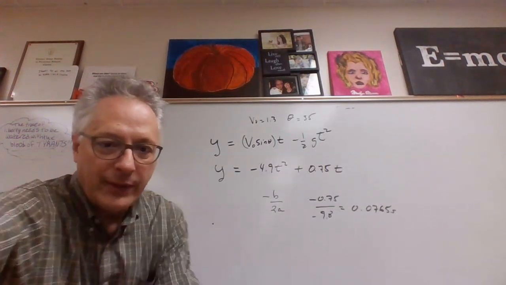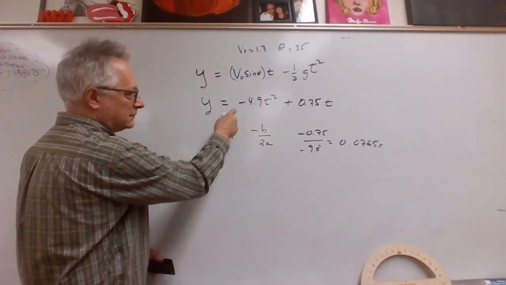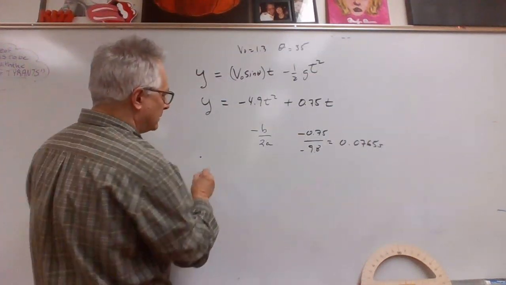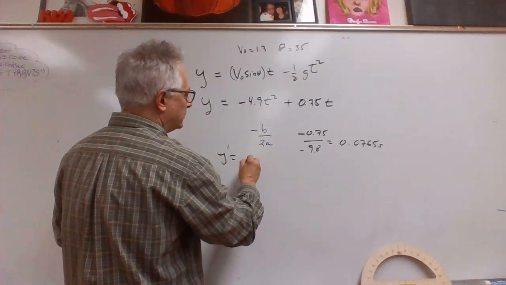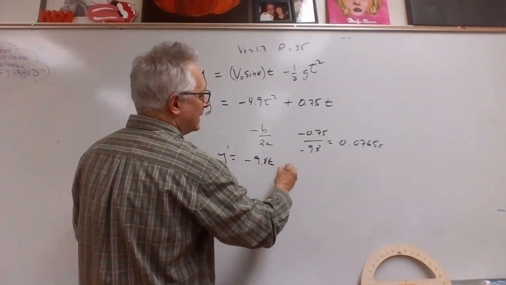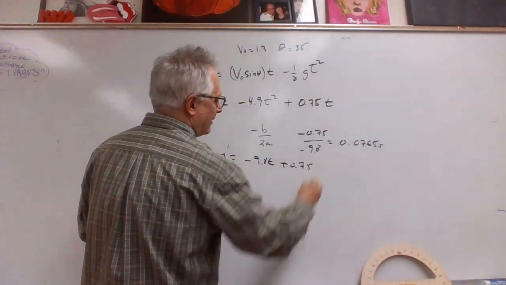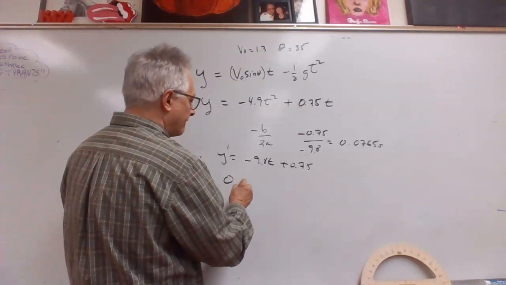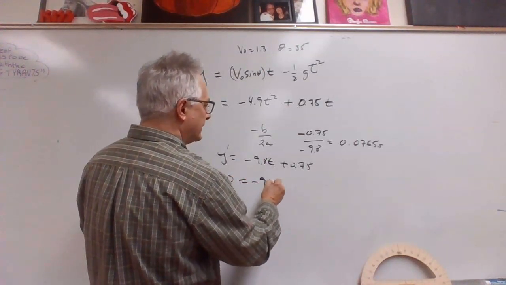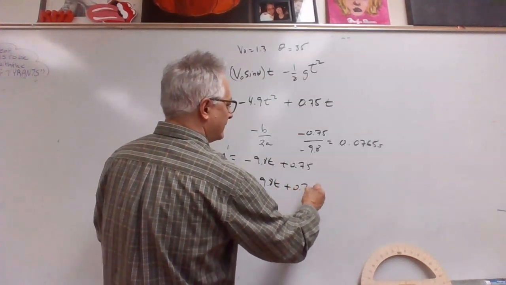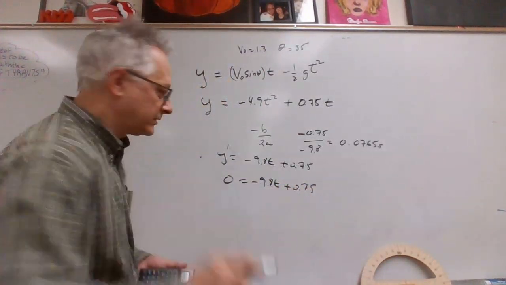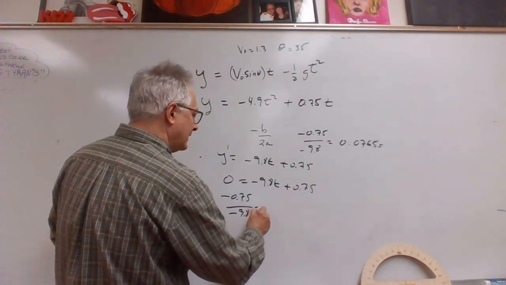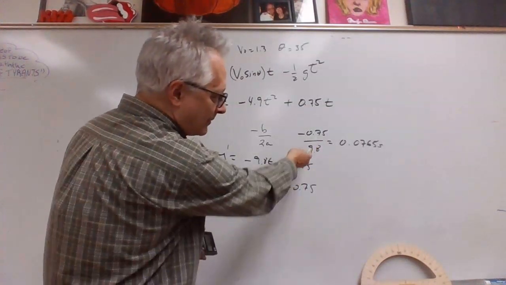The calculus way is if I take the first derivative of this quadratic and set it to 0, that will enable us to get the maximum. So let's do this. y prime is equal to negative 9.8t plus 0.75. Now, if you set that equal to 0 and solve for t, that will give you your maximum. So that's negative 9.8t plus 0.75, and I'll bring the 0.75 over to the other side. Negative 0.75 divided by negative 9.8 equals t. And of course, that's the same as we saw up there.